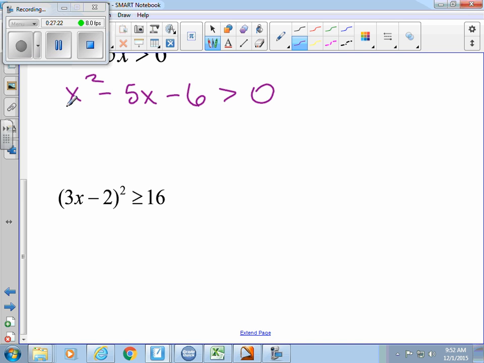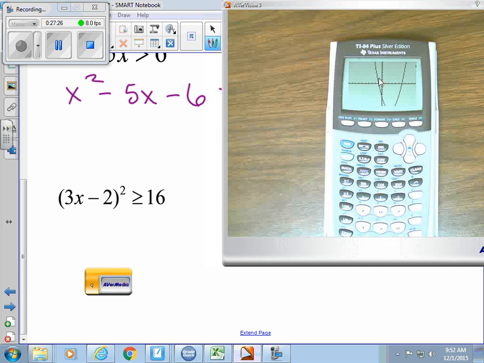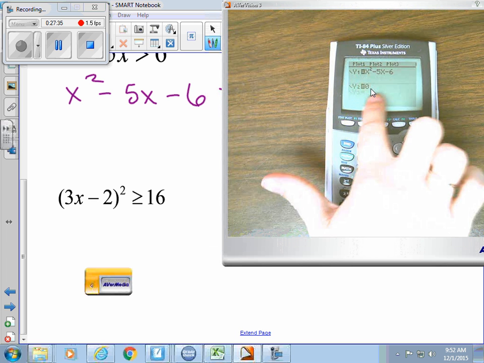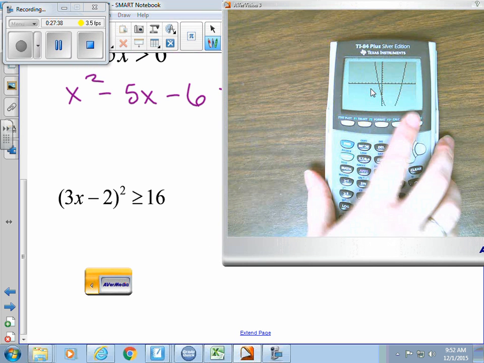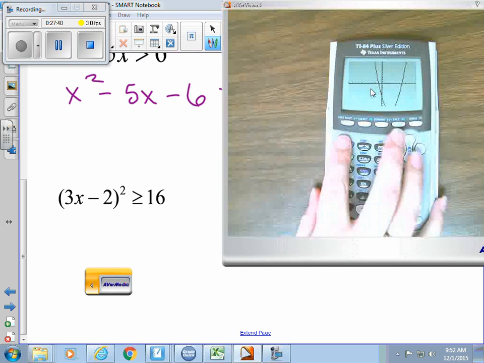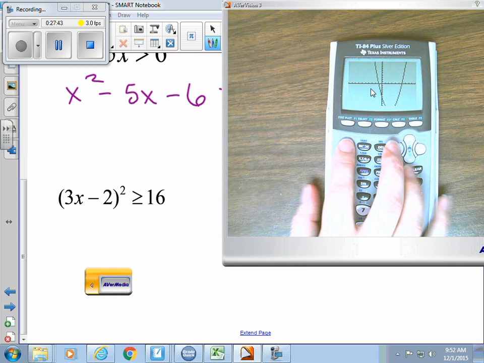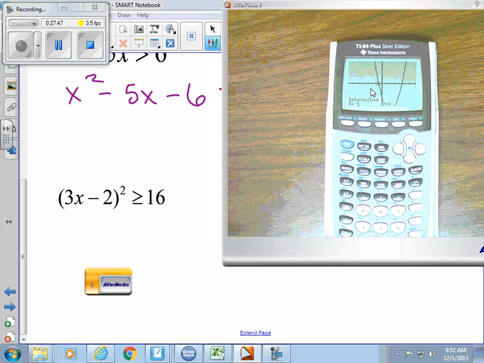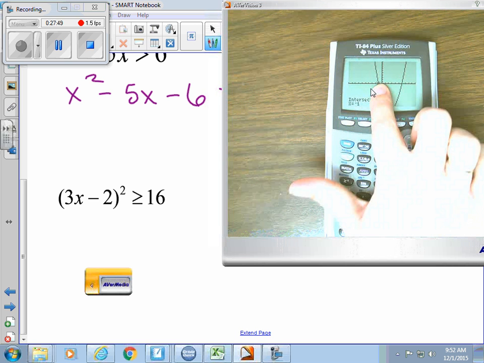If you do that in your calculator, I'm going to show you this one completely in the calculator. That way if you come to one where you have to do it in the calculator, you can. I have 0 and y2. Does anyone remember why I put 0 and y2? So I can find the intersection. So I can go to second trace 5 and push enter 3 times. And I get -1 is one of my points.